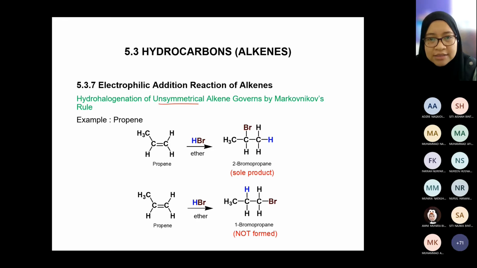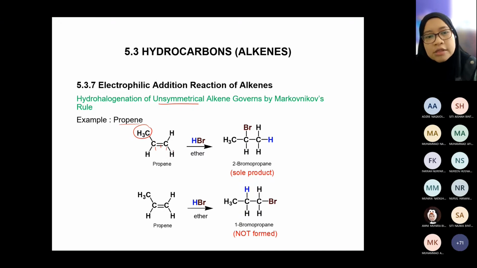Hydrohalogenation of unsymmetrical alkenes is governed by the Markovnikov rule just now. So propene is considered unsymmetrical, because we have a methyl group on carbon number 2, and we have a double bond here. So the active site targeted will be the double bond. This one will be broken down, it opens the bond there, and H and Br will be added.